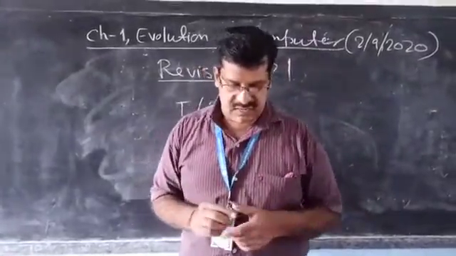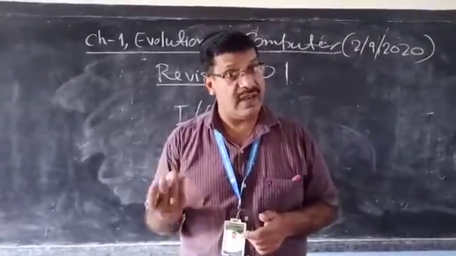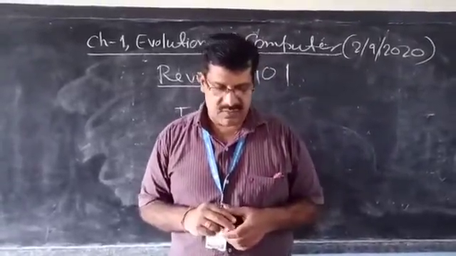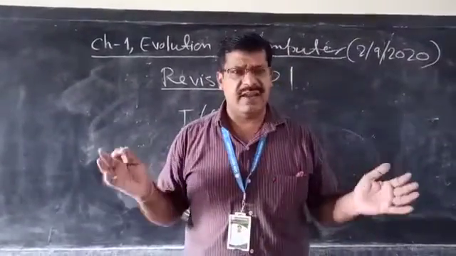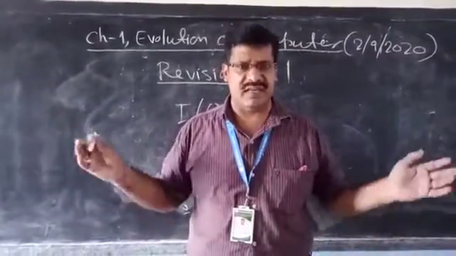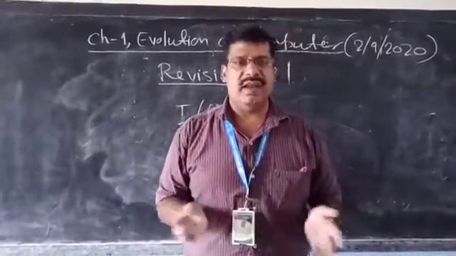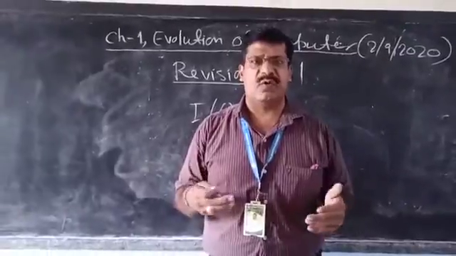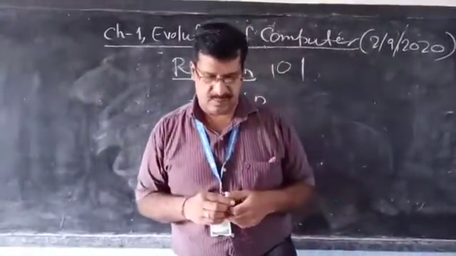Then the first generation computer started with which machine? I think you know, ENIAC. It was the first fully electronic and general purpose computer, and this ENIAC was very huge, very big inside, like a big hall. It was kept in a big hall. It had many vacuum tubes and it was producing a lot of heat also. If you compare it to nowadays computers, it was nothing.